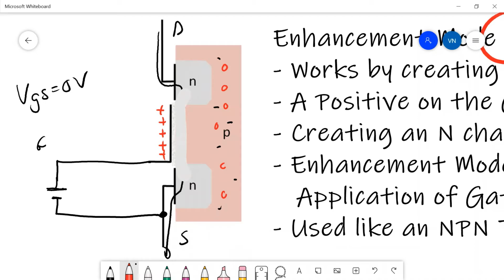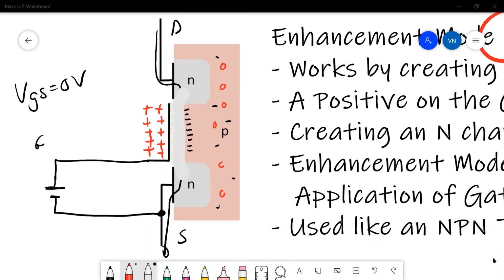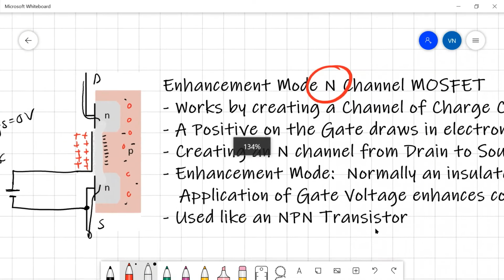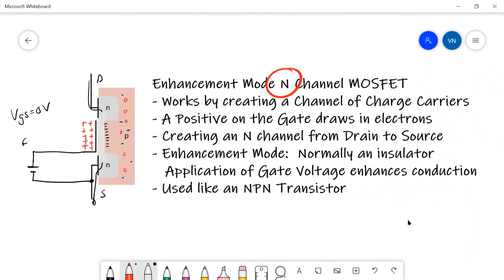If we apply a larger voltage onto the gate of the FET, then we will draw in more electrons, and the channel will widen. The N-type region at the gate will widen, and we'll get more conduction. So let's summarize this. The N-channel enhancement mode MOSFET is initially an insulator, and the application of the correct gate voltage draws in electrons until an N-channel is formed. This is called enhancement mode. When it turns from an insulator to a conductor, we say that the gate voltage enhances conduction.